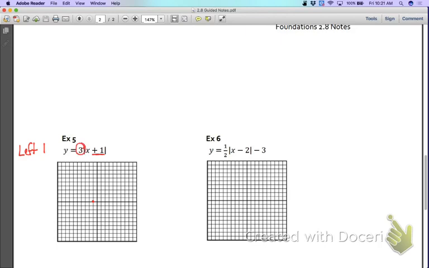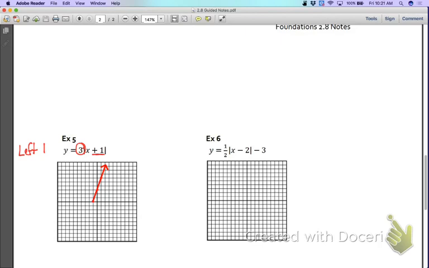Now, what's the 3 going to do? 3 is like my slope, so how would I graph 3 if it's in front of the x, if it was just y equals mx plus b? What would I do? Up 3 over 1, so up 1, 2, 3 over 1. And I'm going to do it again. Now, it's absolute value. So it's not a straight line. So I'm going to have something that looks like this here.